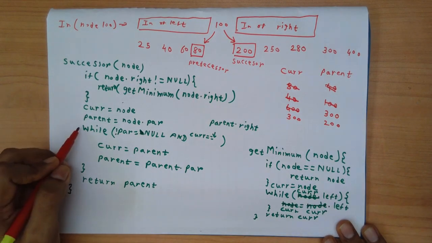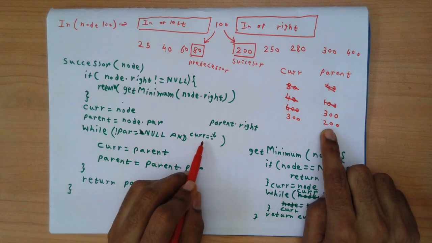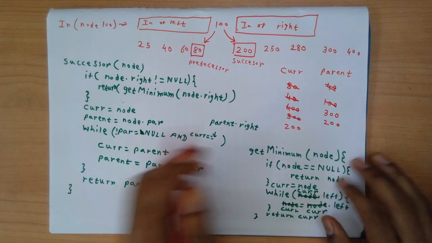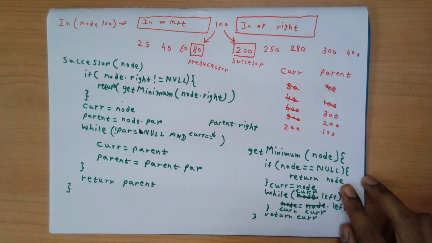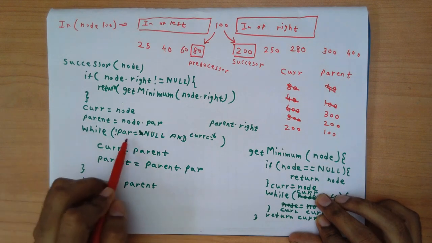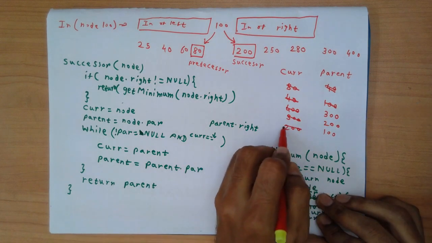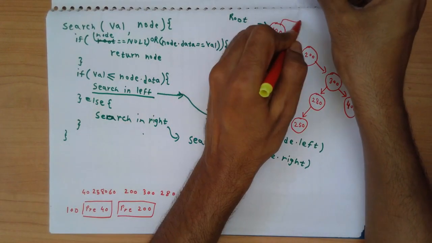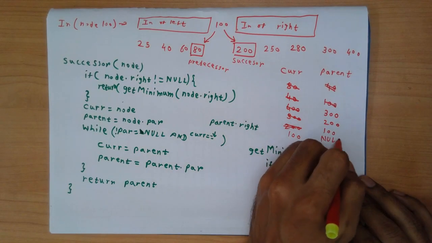I'll go back to the beginning and ask the question, is my parent null? No. And is my current a right child of parent? That's true. So I'll again go inside and now my current will become 200 and my parent will become 100. Then I'll check, is my parent null? Is my current a right child of parent? That's true. In that case, my current will become 100 and my parent will become the parent of 100, which is the root of the tree, right? So the parent for 100 is null. So now my parent will become null.